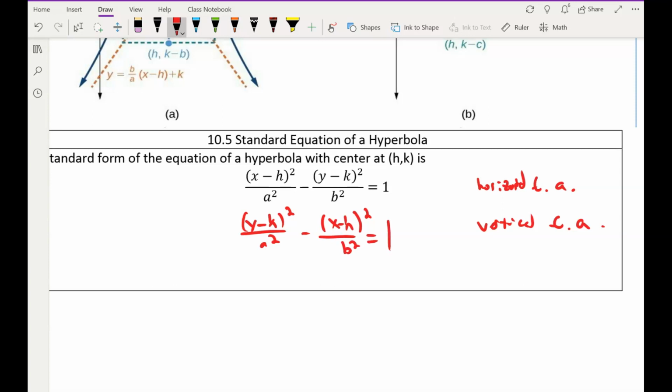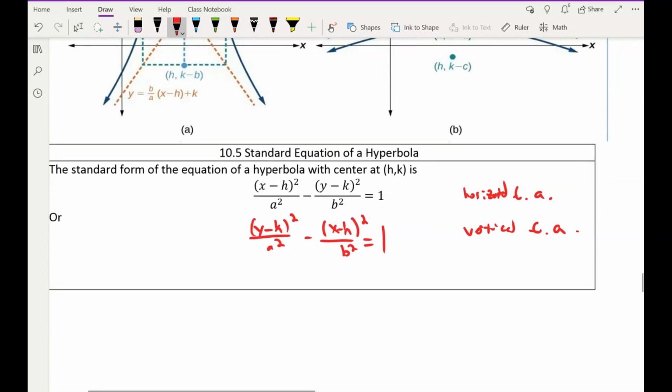As a way to remember this when you're working with a hyperbola, the horizontal transverse axis is going to occur when the x term is in front. You're going to have a vertical transverse axis when the y term is in front. So that kind of makes a little sense. That might help you organize these.